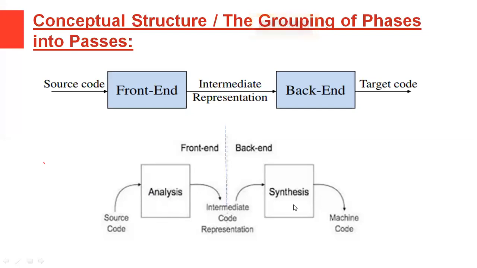These are the two passes. Those six phases can be divided into two passes. The first one is the analysis pass and the second one is the synthesis pass. In the front end we use the analysis pass, and in the back end we use the synthesis pass. So these are the groupings of phases into passes. We take the source code and send it to the front end, which has four phases.